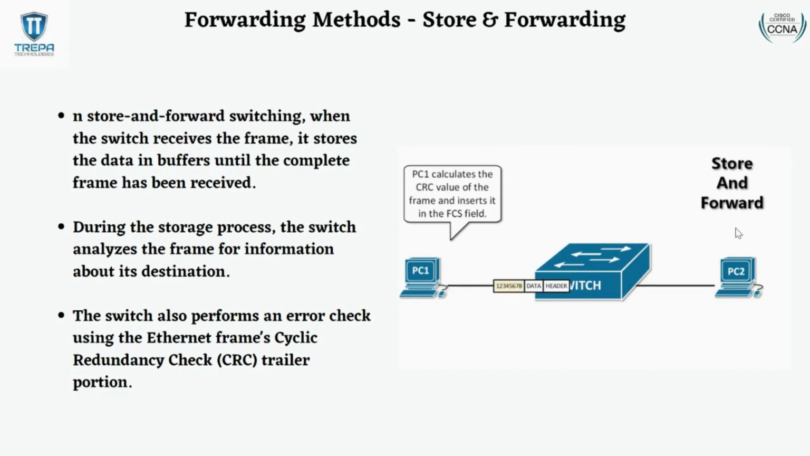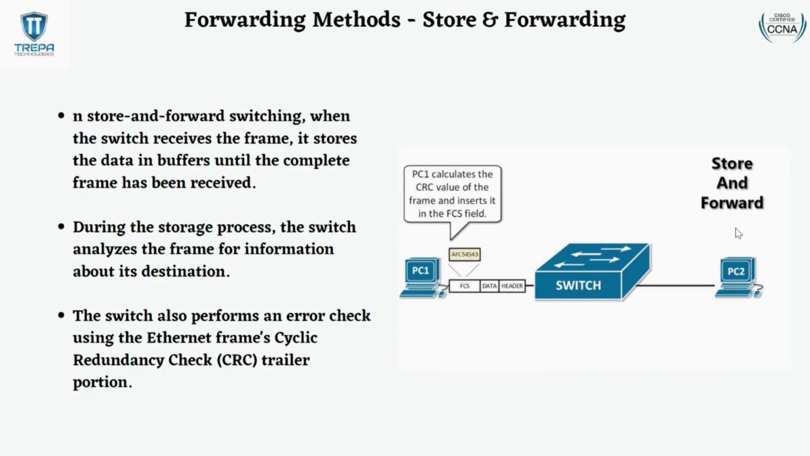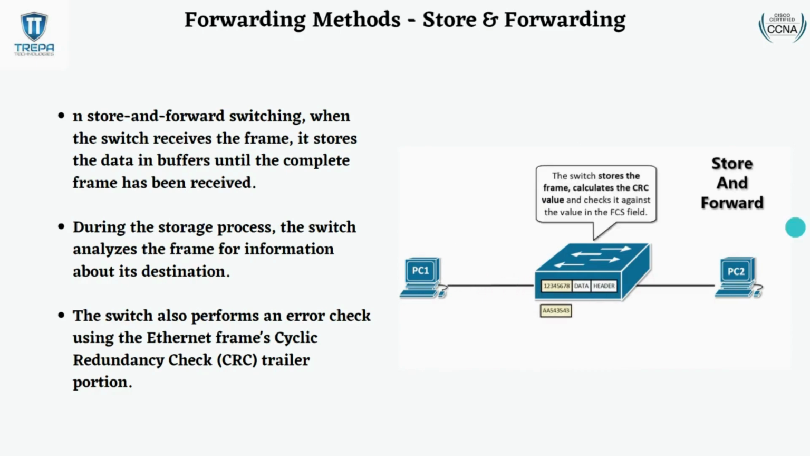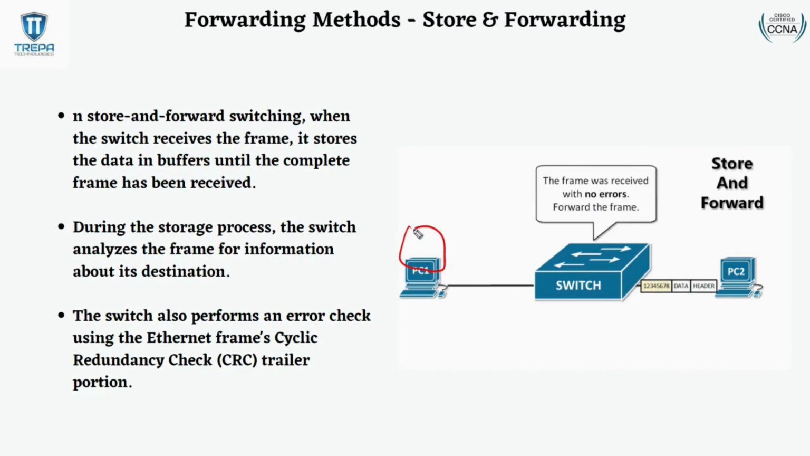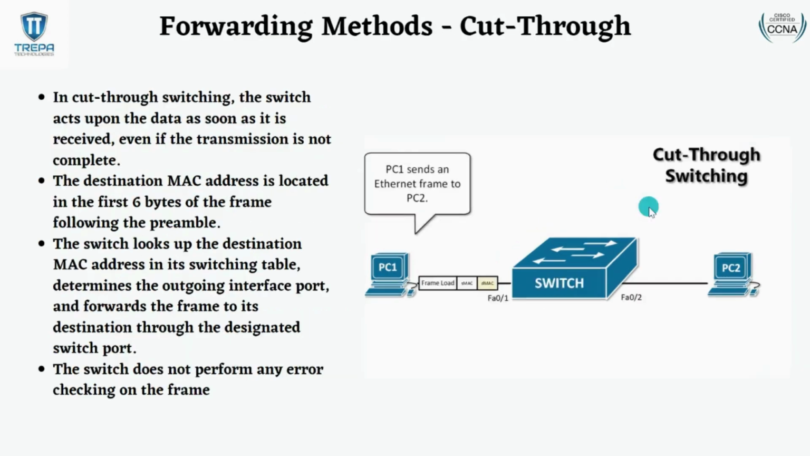So in store and forwarding switching, when the switch receives a frame, it stores the data and buffers until the complete frame has been received. So during the storage process, the switch analyzes the frame for information about its destination, and it's also going to perform an error check using that Ethernet frame's trailer or that CRC, right? So it's going to compare those values and make sure that there's a match between the original value here and the value here when it reaches the destination. And if it's a match, it's going to go ahead and forward that traffic. So that's called store and forwarding.